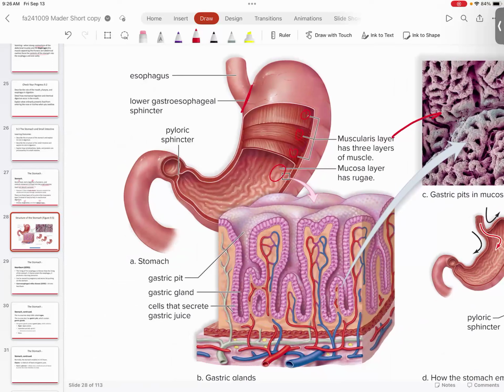On the other side of the stomach is another sphincter, right? This sphincter is called the pyloric sphincter, and it closes the stomach off from the small intestines. We'll talk about that once we get there.